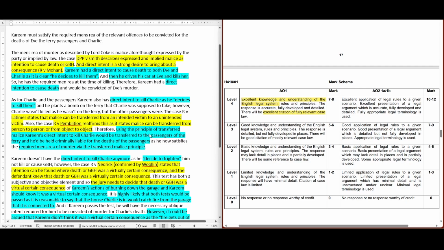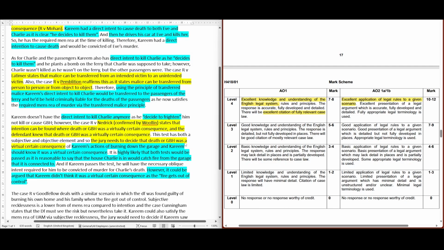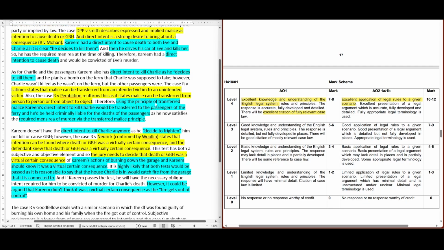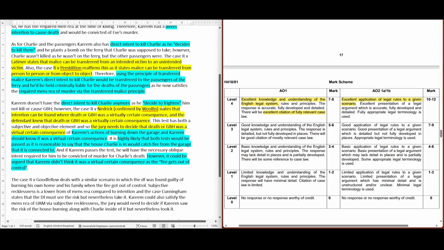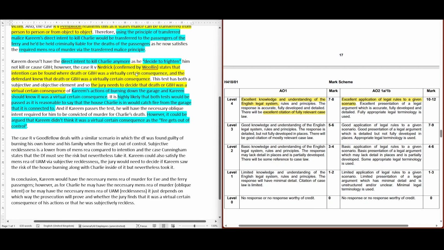So here, the first, second, and third paragraph, and even the fourth paragraph, the application of the rules defined in the AO1 is perfectly applied to the scenario. I would barely be able to critique that. Perhaps slightly in this transferred malice, but other than that, it's perfect. Excellent presentation of a legal argument which is accurate. It is accurate. There's nowhere where it's inaccurate.